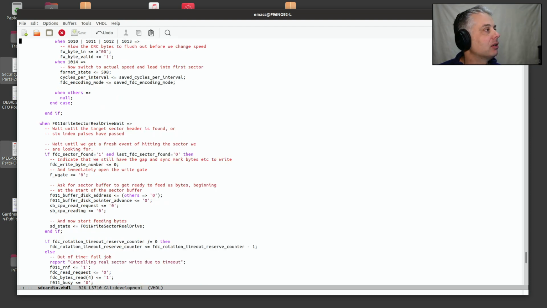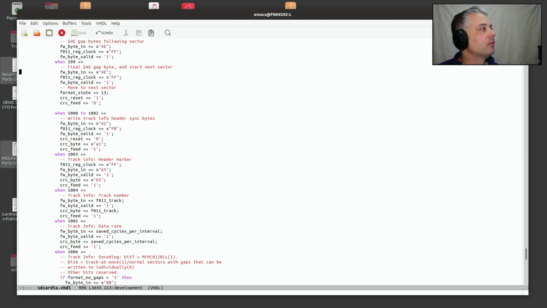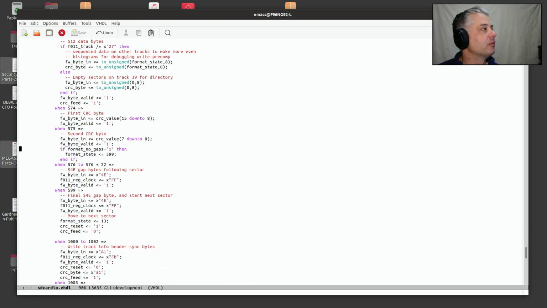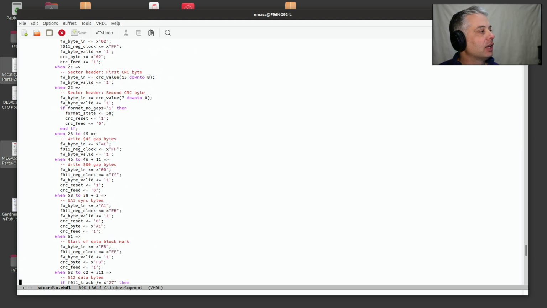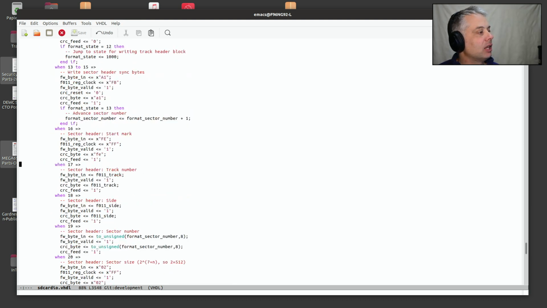So if we actually come back down here, you can see we actually restore the encoding. So we write out 4 bytes of 0 to make sure that that happens, and then we switch, and then we should get 2 bytes of 4E, and then 4E because it's 598, 599, and then we come back up here and start writing out the next sector. So we'll start getting sync marks again. So that's what we should be seeing.